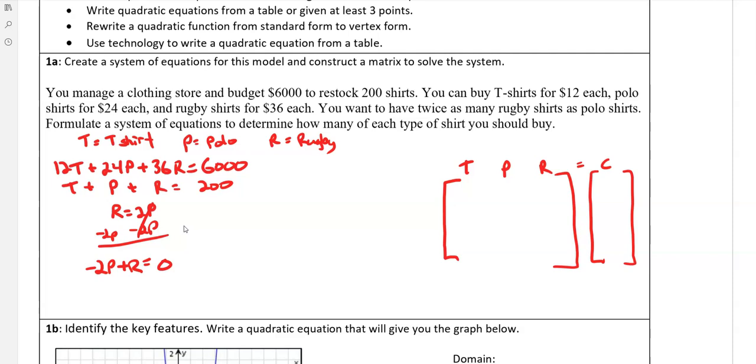So let's go ahead and write the matrix now. The top equation is 12T plus 24P plus 36R equals 6,000. The middle equation is 1T plus 1P plus 1R. See, T plus P plus R equals 200. And the bottom one, see, there is no T, so you would put 0T, and then there's negative 2P, and then R is 1, is equal to 0. And that would be my matrix to solve this equation. They just wanted us to come up with a matrix. You didn't actually solve it. So that is number 1A.